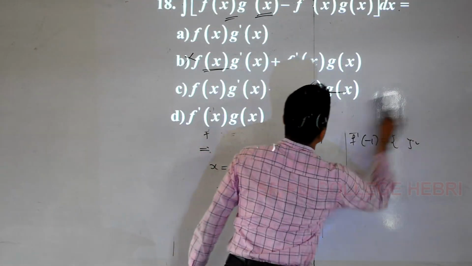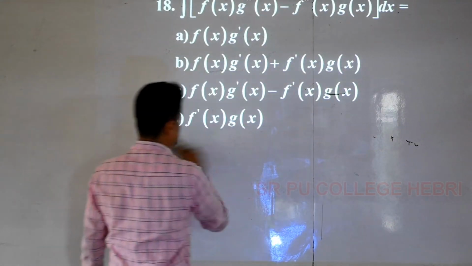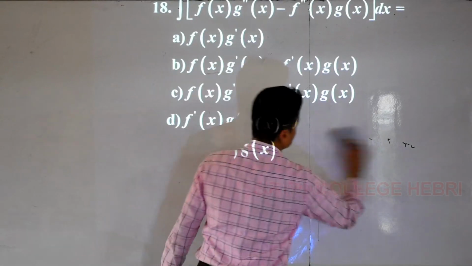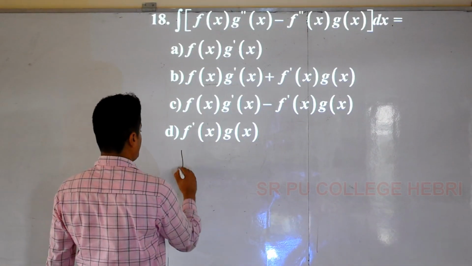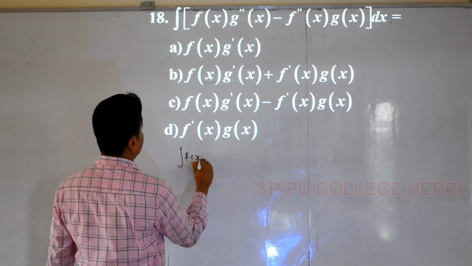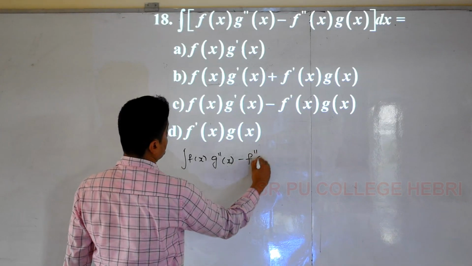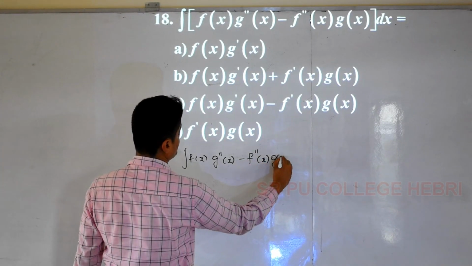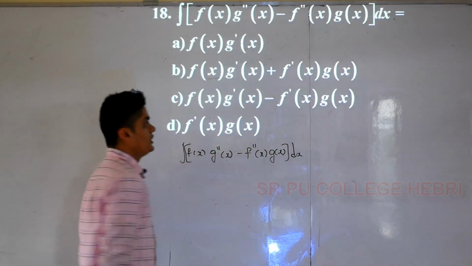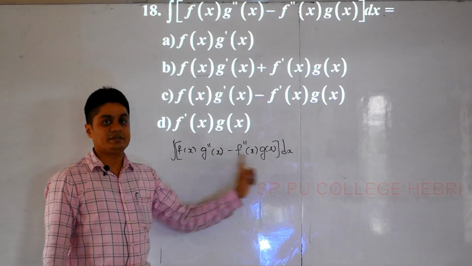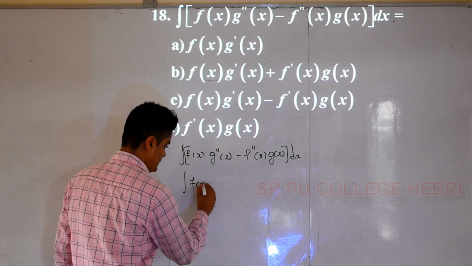Yeah. The next question is again from integration. Read the question carefully. Integration of f of x g double dash of x minus f double dash of x into g of x dx. This is the integration. How many terms are there to integrate? There are two terms, remember. So first separate the two terms.